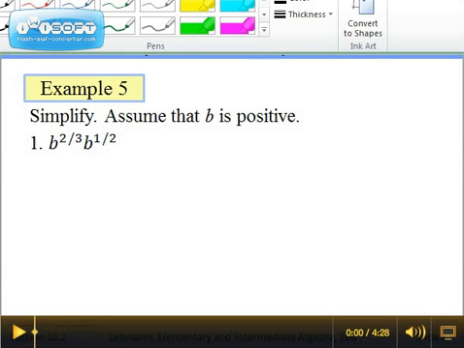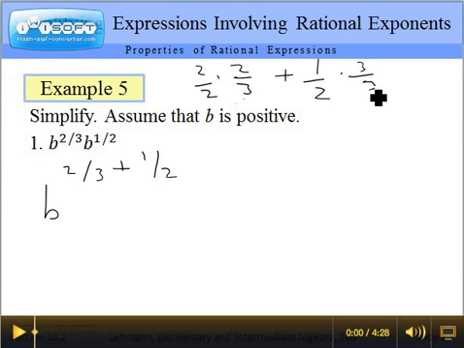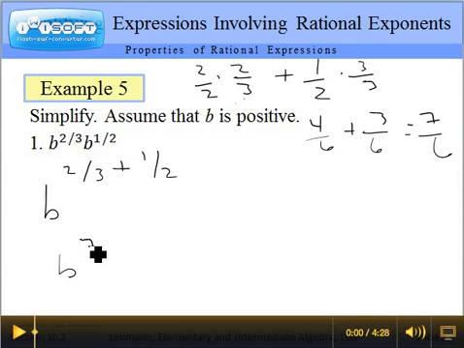Next I want to take b to the 2/3 times b to the 1/2. When I have things that are the same base being multiplied, I add the exponents. So this would be b to the 2 over 3 plus 1/2. In order to add fractions, I need the same denominator. The least common denominator between 3 and 2 is 6. So I end up with 4 over 6 plus 3 over 6, which is equal to 7 over 6. So I'd end up with b raised to the 7 over 6.